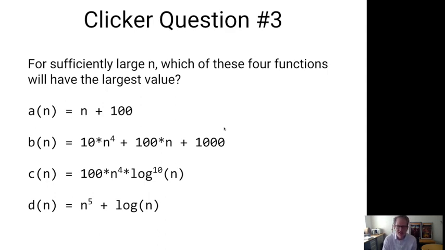So you just look at n and say, okay, as n grows, which one of these things is going to grow the fastest? Is it n plus 100, 10 times n to the 4th, 100 times n to the 4th? I don't know. Which one of these things is going to have the largest value? So for sufficiently large n, which of these has the largest value? That's the same as the one having the greatest complexity. So you can look at all these, n to the 5th plus log n, and so on and so forth. So look at these and think about that.